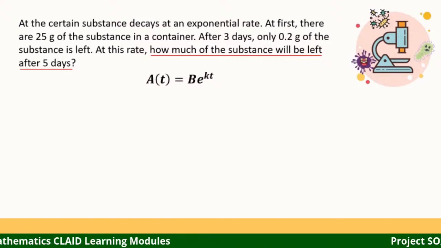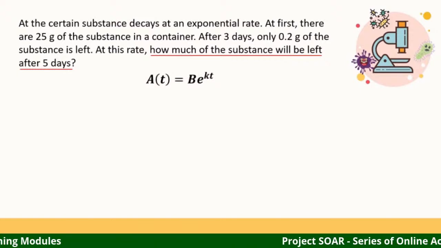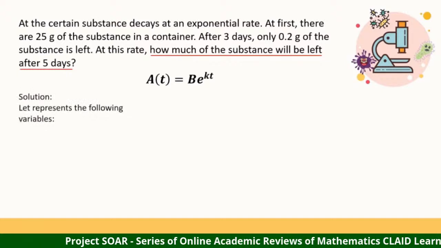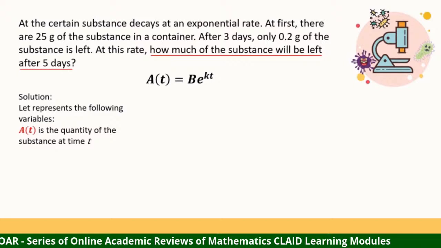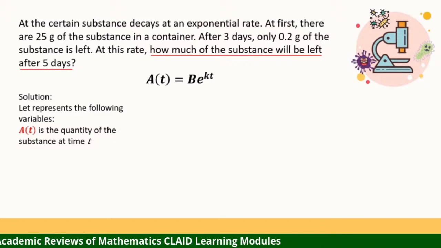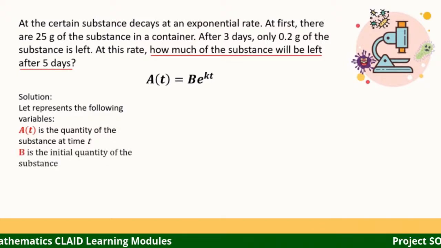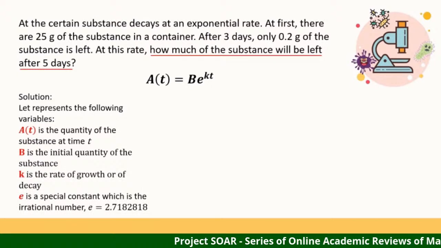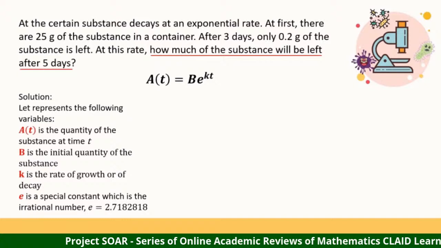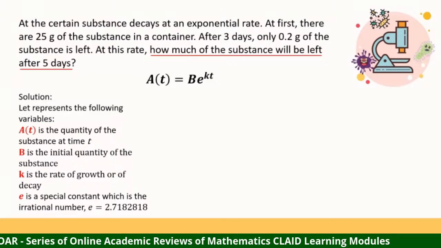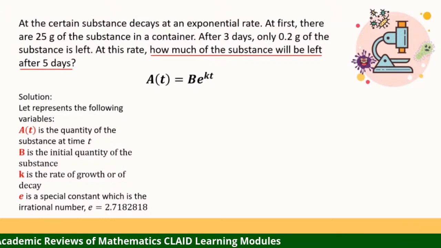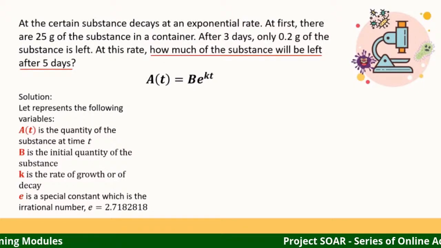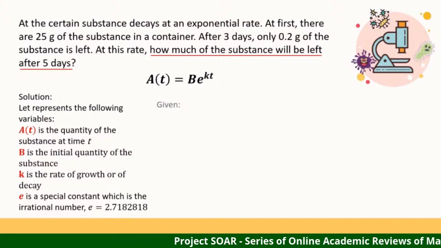In solving for the substance, we use the formula A of t is equal to B E raised to kt. What are these variables? A of t is the quantity of the substance at the given time. B is the initial quantity of the substance. K is the rate of growth or of decay, and E is the special constant, which is the irrational number 2.718281. So what are the given in the problem?